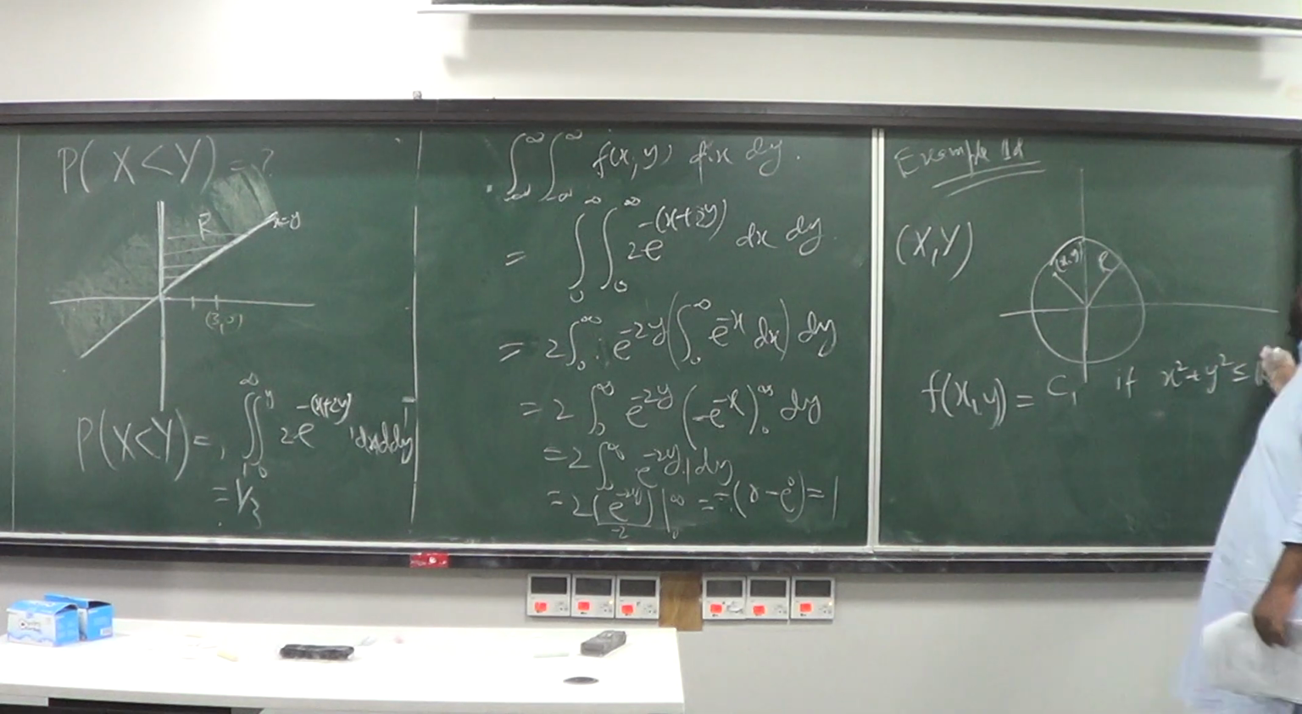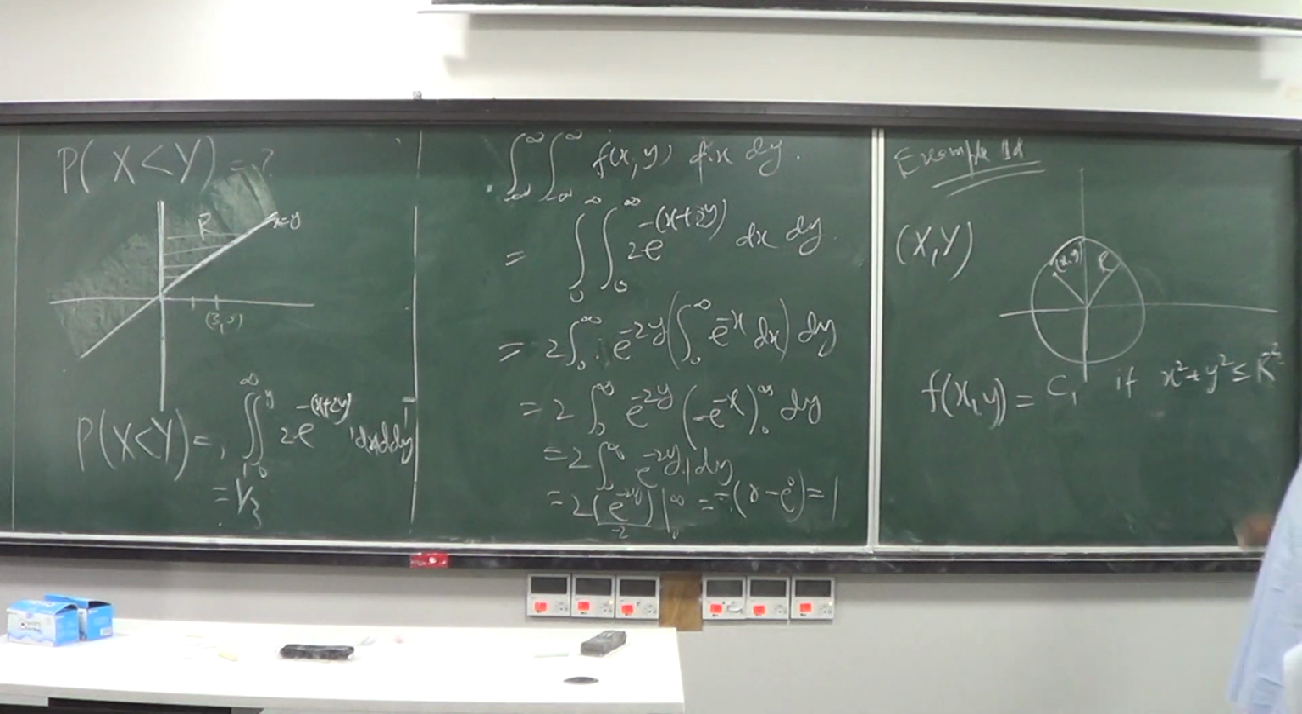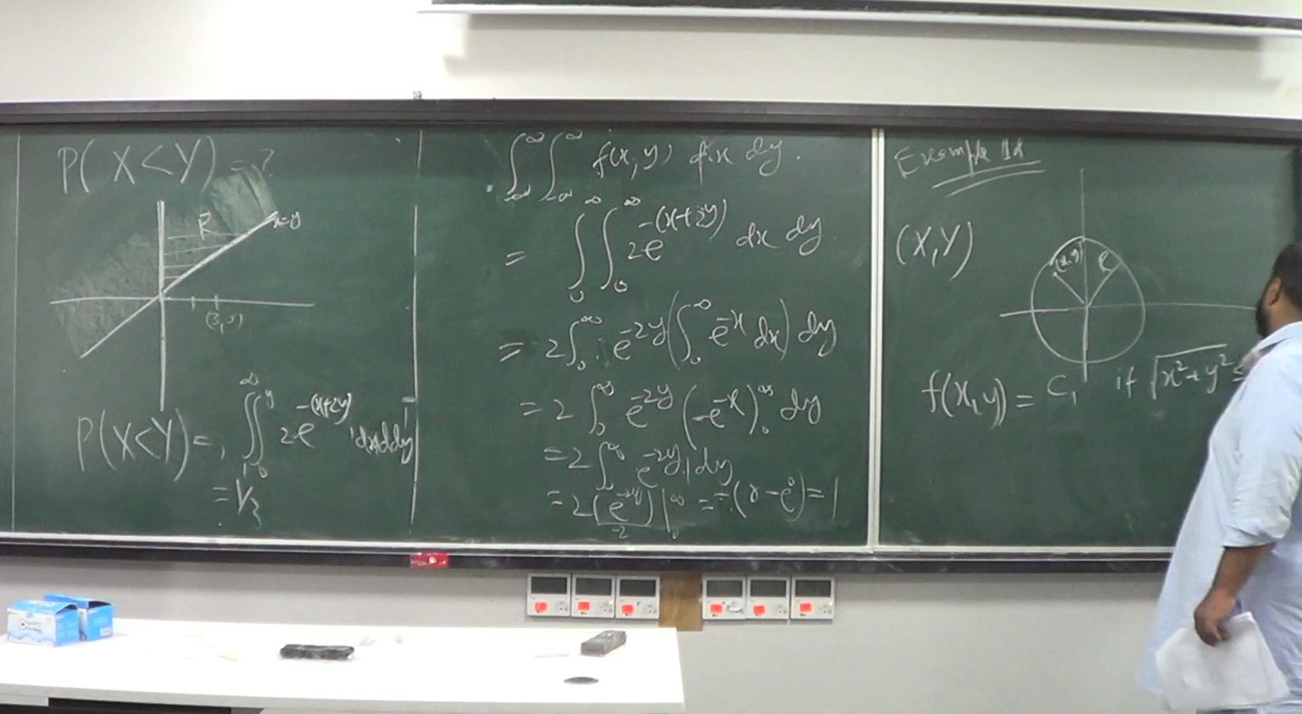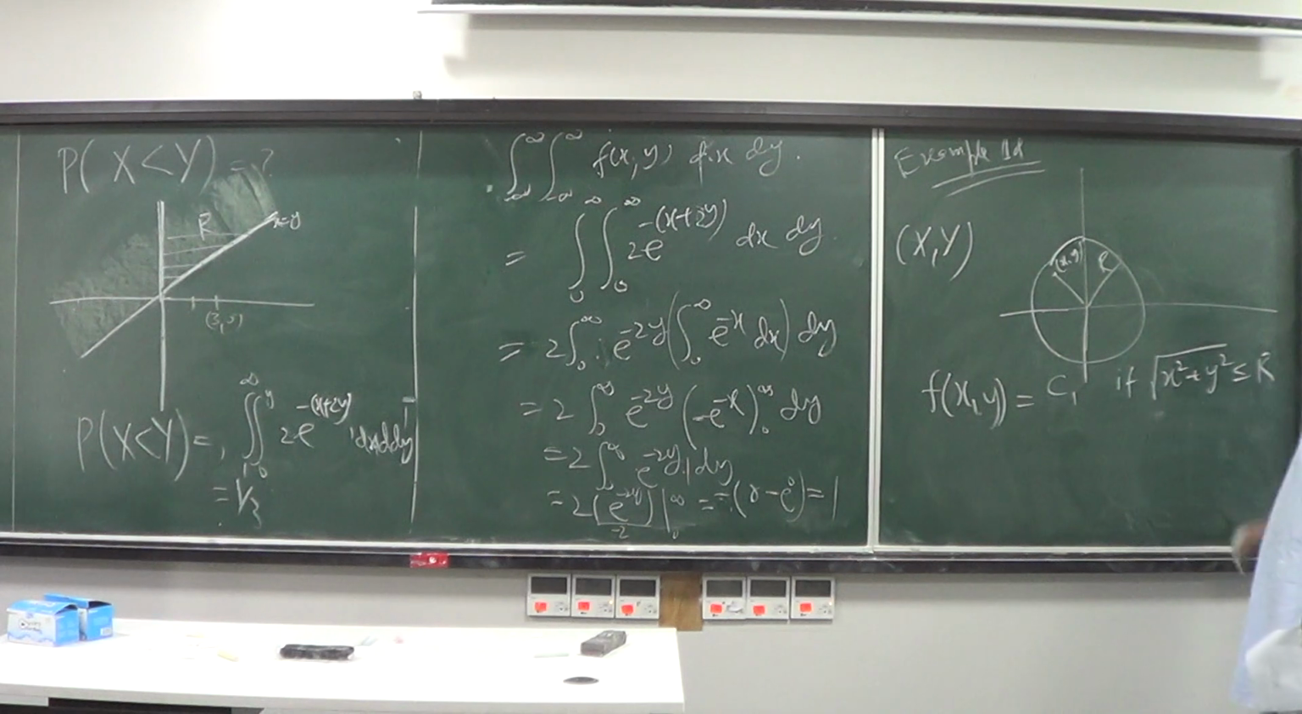Is r squared for sure. I hope you agree with me. So the distance between x and y should be less than or equal to r squared. That distance, the square root of x squared plus y squared, should be less than or equal to r actually.